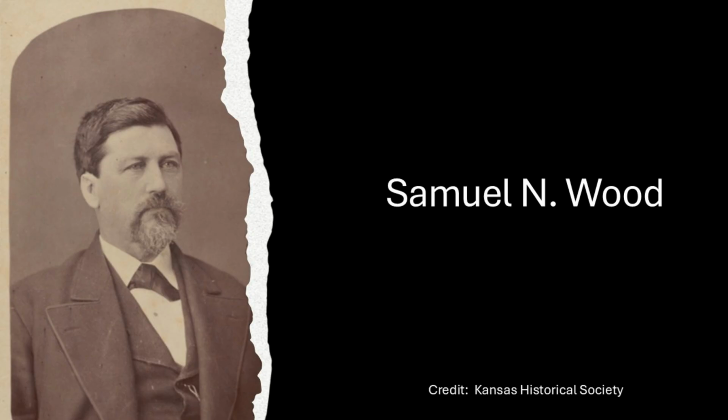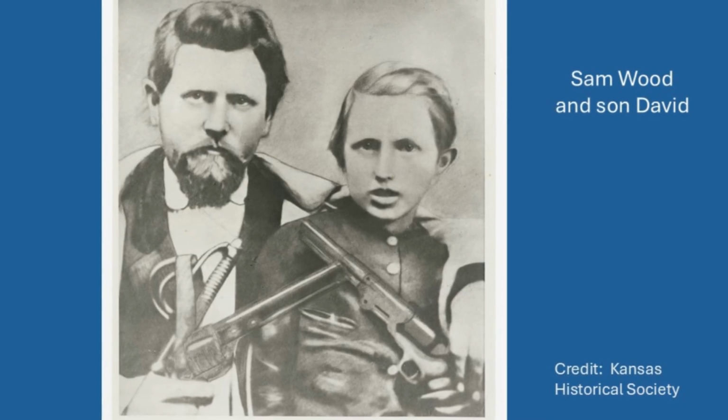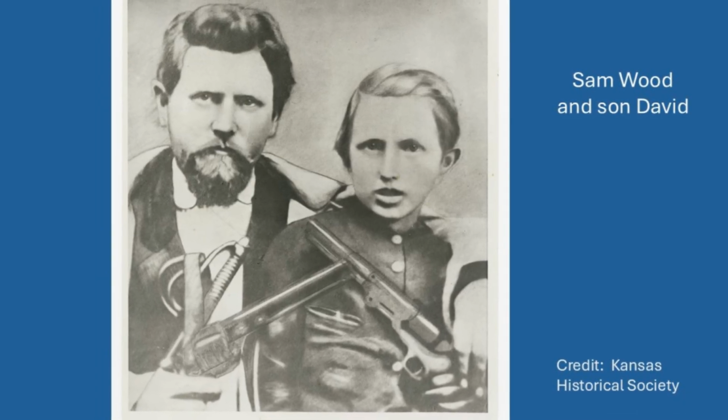One of these was Sam Wood, the Ohio-born Quaker and Kansas legislator. He enlisted in June 1861. He sought to organize a company of rangers to defend settlers on the frontier.